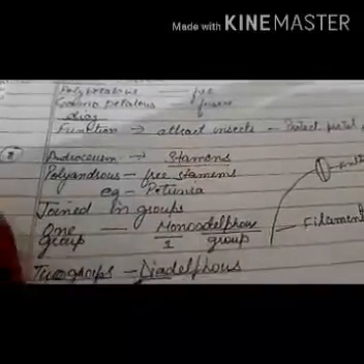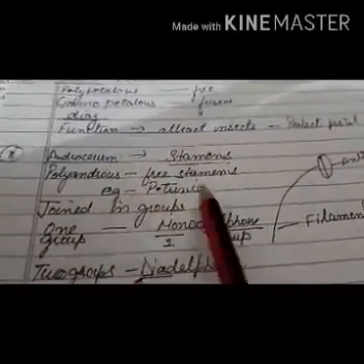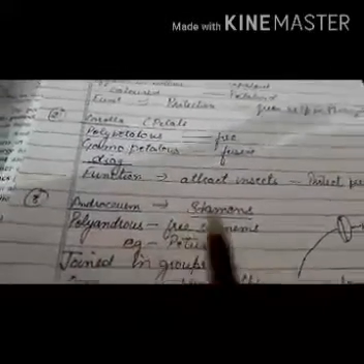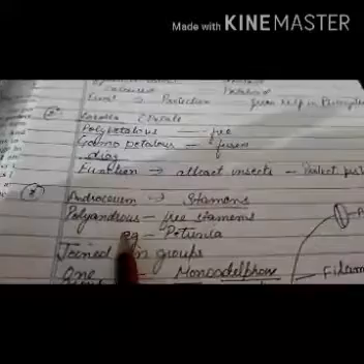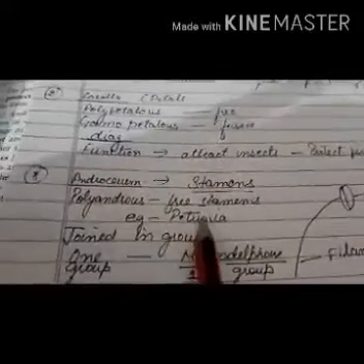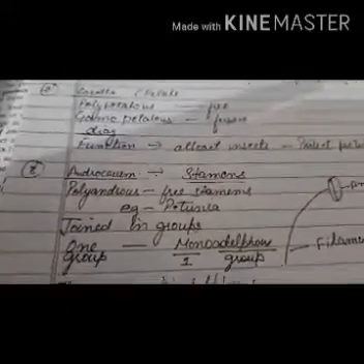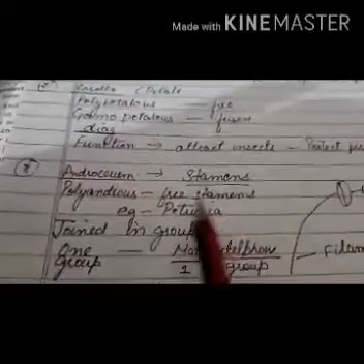Now if the stamens are free, the condition is called polyandrous. Polyandrous. An example is the petunia flower. When you learn the terms and conditions, please learn their examples also. Examples are important. So polyandrous means free stamens, and the example is petunia.